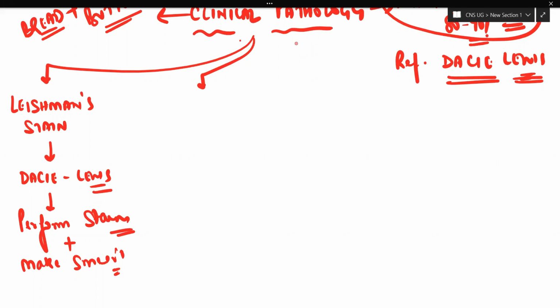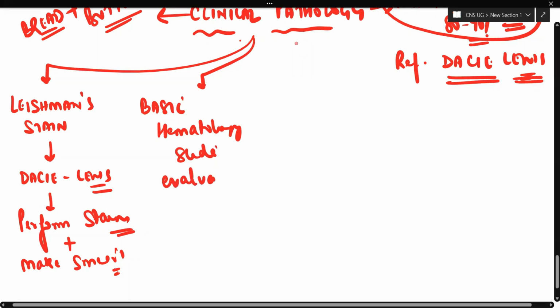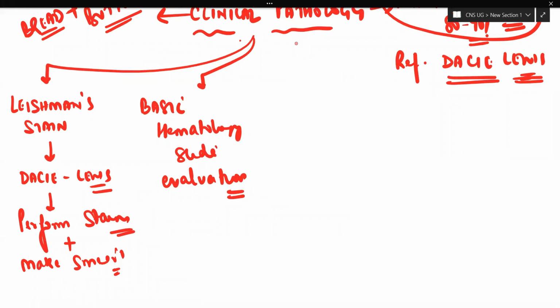Okay. Now, as a first year, you have to perform central lab duties. So basic hematology slide evaluation. What do you mean by this? What is the meaning of this? You should be able to understand how you evaluate a particular slide. What do you see in the 40x? What do you see in the 100x?